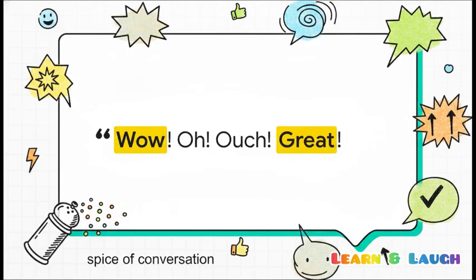And finally, honestly, the most fun part of speech, interjections. These are short, expressive words you just throw into a sentence to show sudden or strong emotion. They don't technically change the grammatical structure of the sentence, but man, they add tons of personality. Words like wow for amazement, oh for surprise, ouch for sudden pain, or great for enthusiasm. They are basically the spice of our everyday conversations.